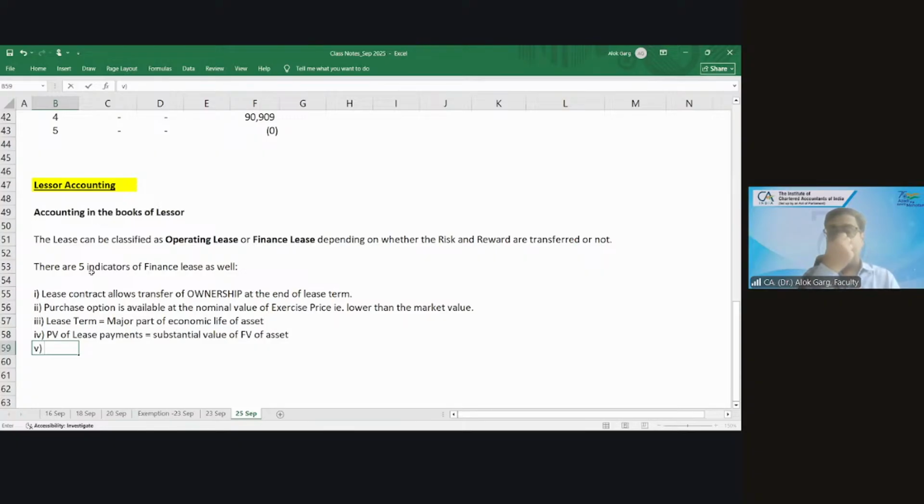Number five, specialized nature. It's built for the lessee's purpose, exclusively for lessee usage. Means customized equipment, the underlying asset is customized.